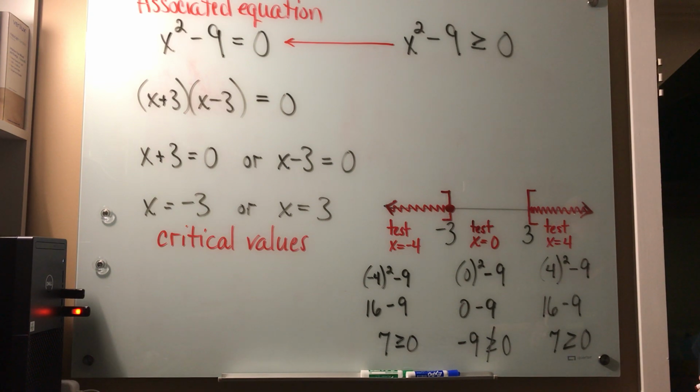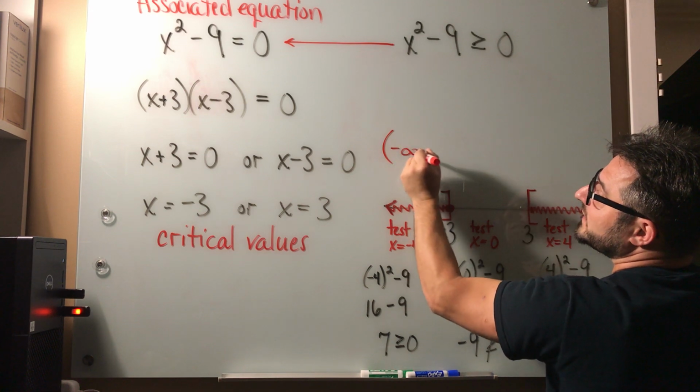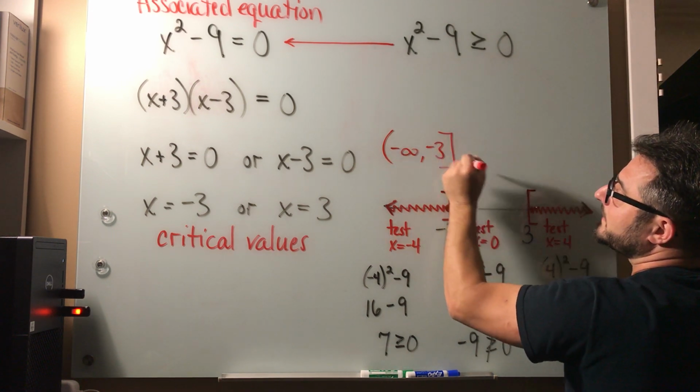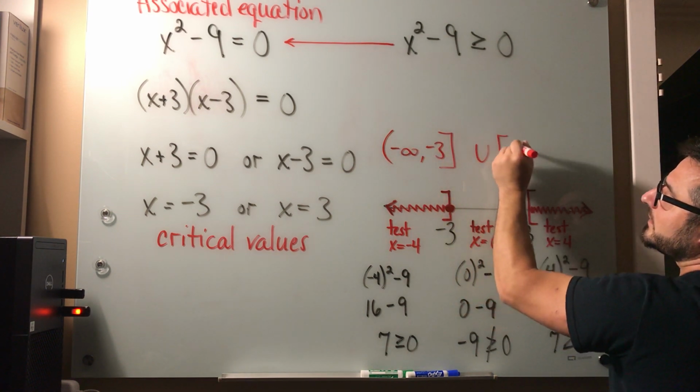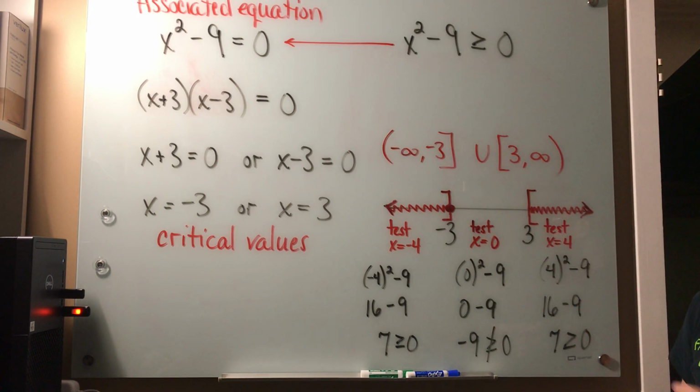And when all is said and done, the solution to this is negative infinity to negative 3, union positive 3 to positive infinity, as per interval notation.